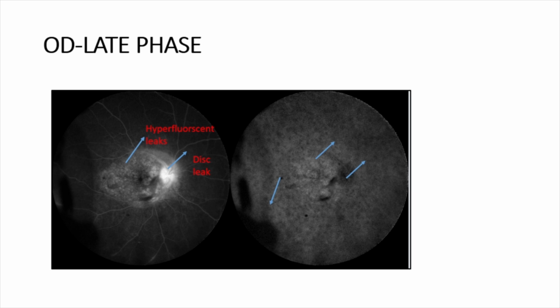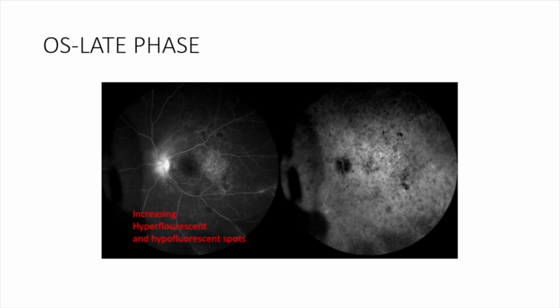In the late phase of the right eye, we can see disc leak and hyperfluorescent leak. It shows there is a collection of subretinal fluid. And in the ICG, you can see increasing choroidal hyperfluorescence, which is indicative of increased choroidal vessel leakage. And the hypofluorescent dark dots indicate a full thickness lesion. And there's disc leak. If there's disc leak in the late phase, it indicates severe inflammation.